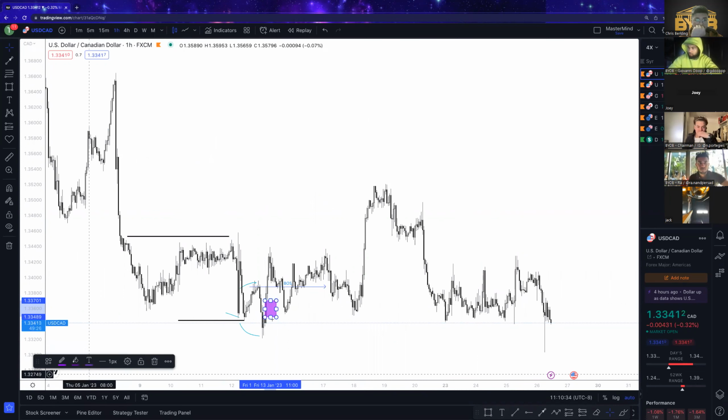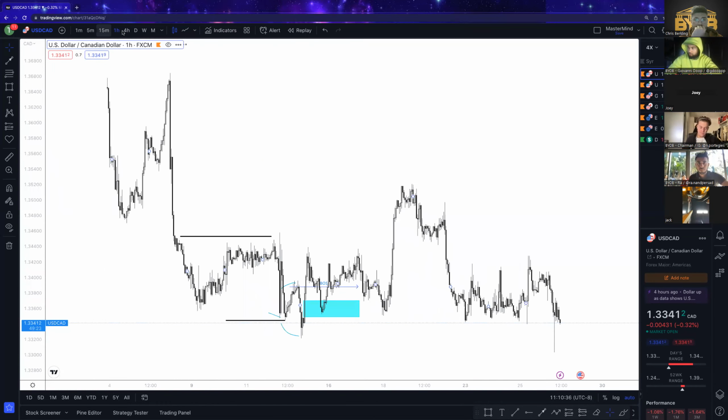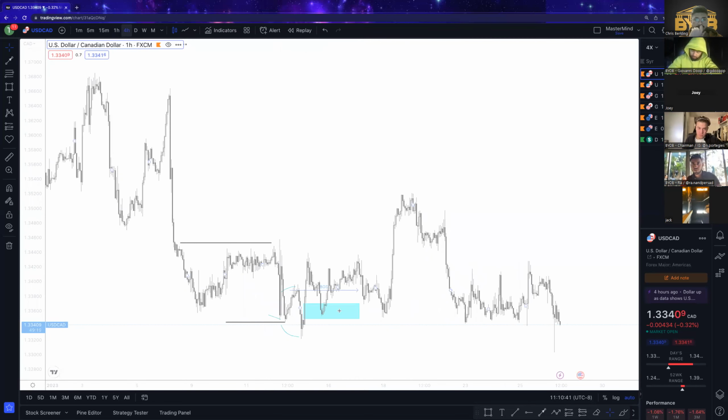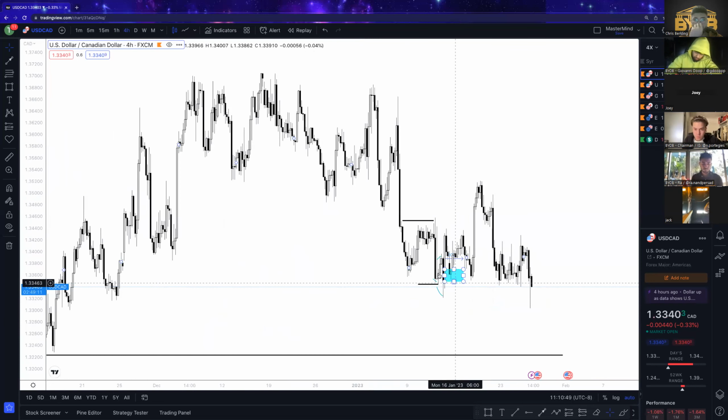That's number three, the imbalance left behind on that break of structure. And then number four for me is the area that sweeps the liquidity before the break of structure. That's our point of interest. So this whole push down.